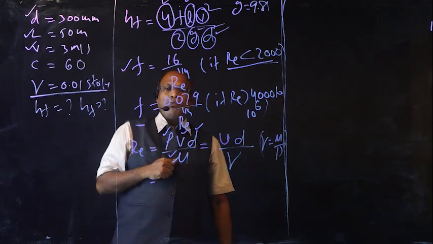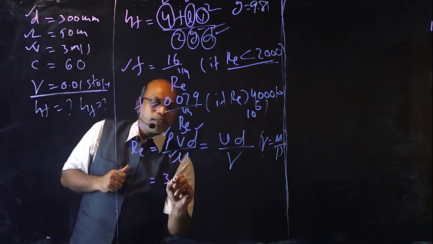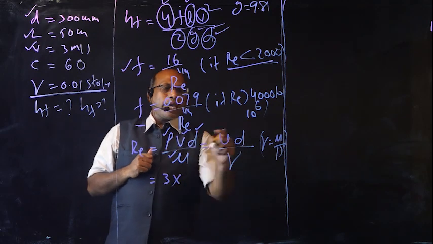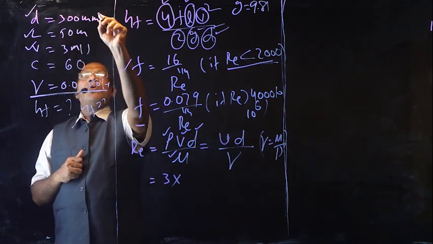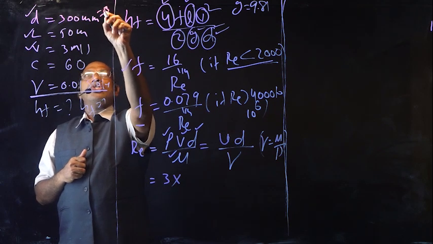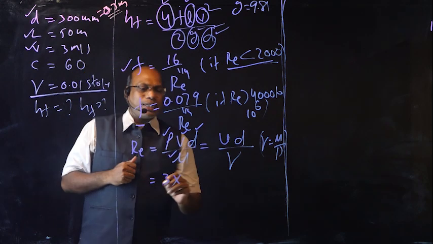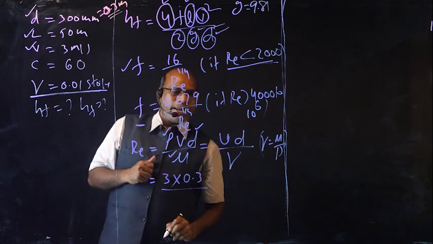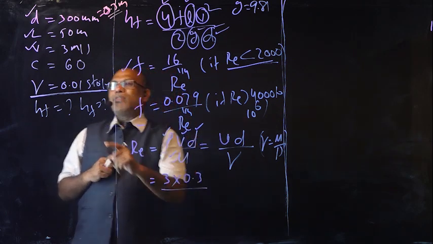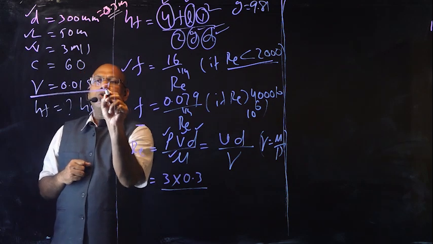Therefore, substitute the values here. Velocity of the flow in the pipeline is given, 3 meter per second, into diameter. What is the diameter? Diameter is equal to 300 mm, that is equal to 0.3 meters, divided by kinematic viscosity, which is given as 0.01 Stokes.